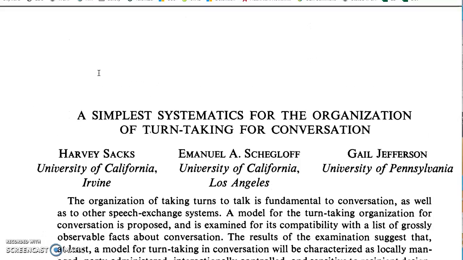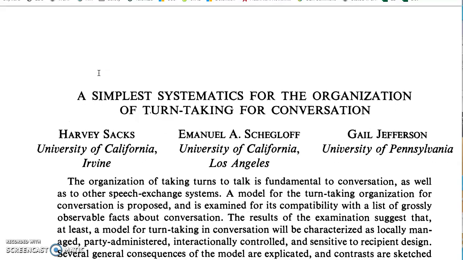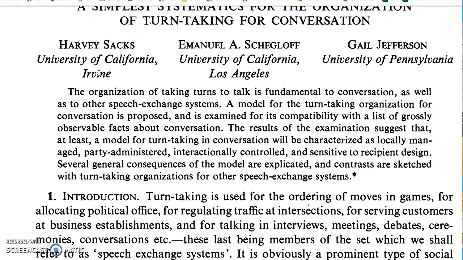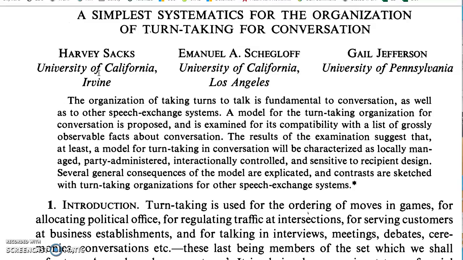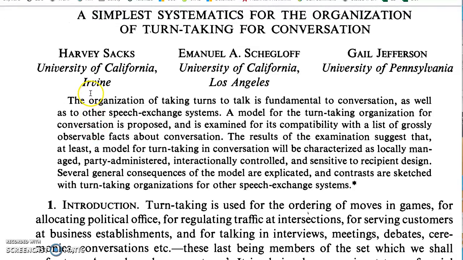The thing that I want to start getting you comfortable with is reading and breaking down academic articles, because that is going to be a requirement moving forward, like when you go into college. So we need to look at how we go through a dense article. The first thing is to read the abstract to try to figure out what it's talking about, and it's going to give you a summary of the article. So it begins: the organization of taking turns to talk is fundamental in conversation, as well as the other speech exchange systems. So basically, we all take turns when we talk.